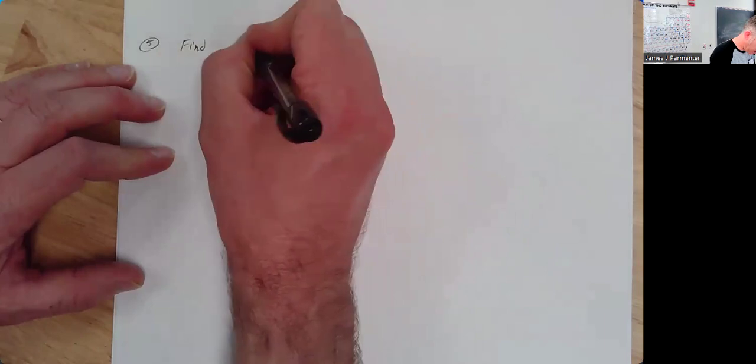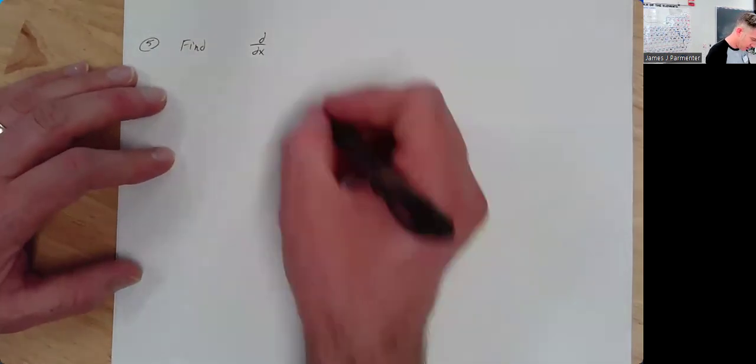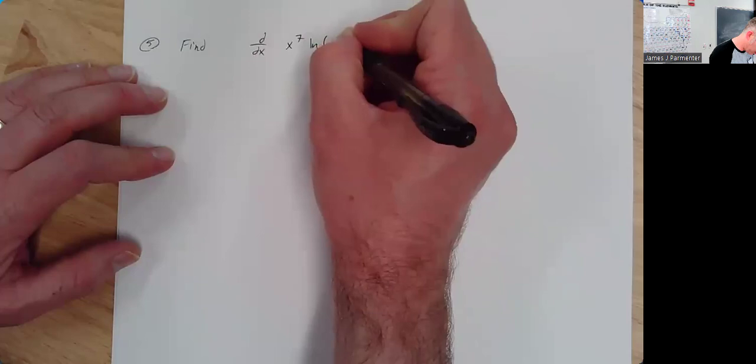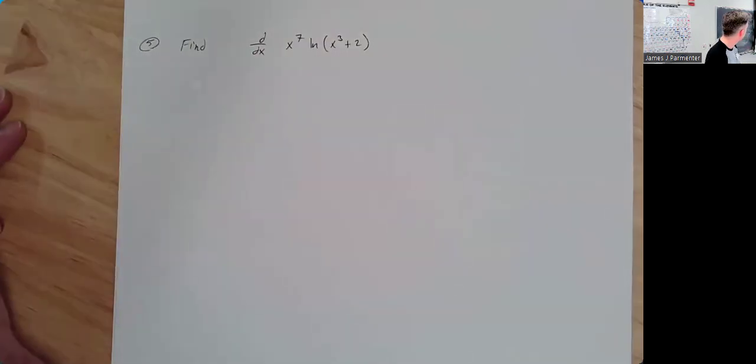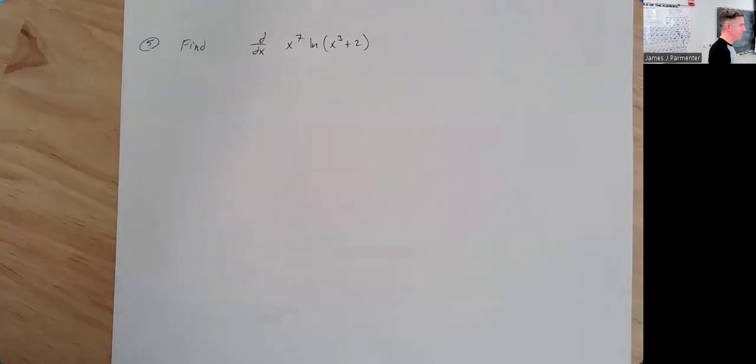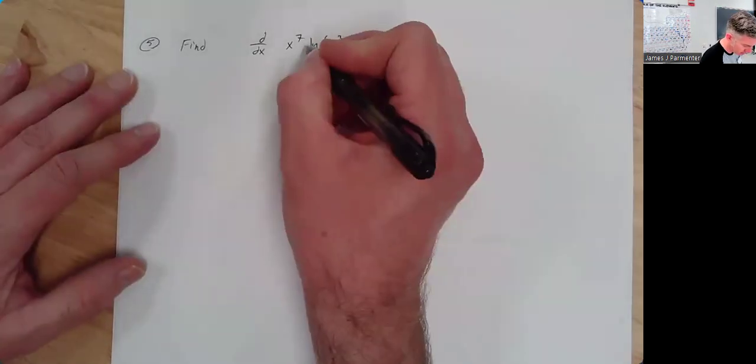Let's find the derivative of x to the 7th times the natural log of x cubed plus 2. So we're using the rules we've got, but also we need to use the product rule because there is a product, you know.